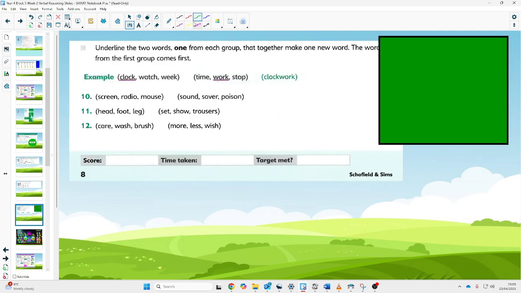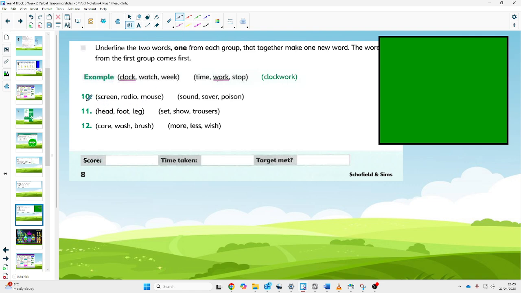And the final set of questions here on this particular test require you to find compound words, and we've done a little bit already in class on compound words, so I'm quite hopeful that children all know what compound words are. They're 2 words put together to make one. The example here, we've got clockwork, and we need to see the answers then for 10, 11 and 12, and you've hopefully found them all.